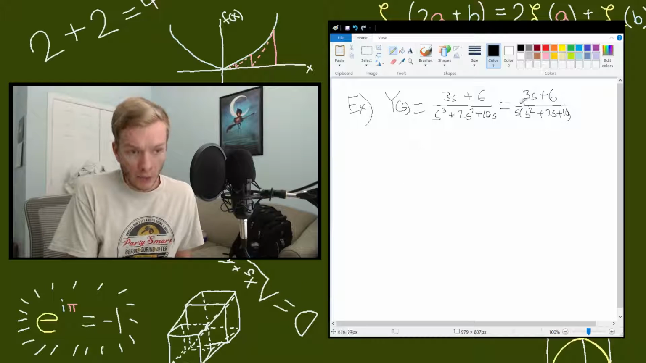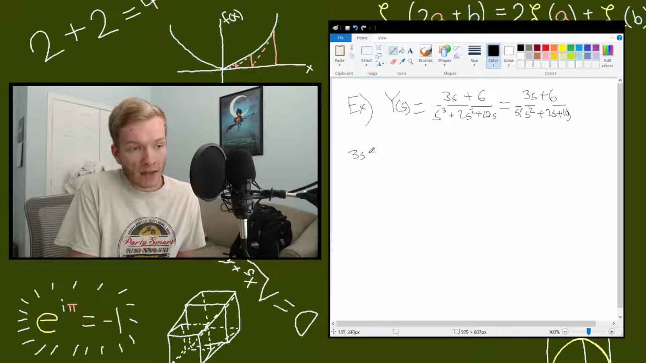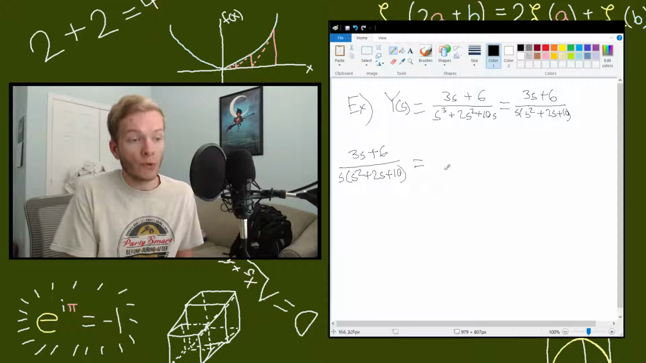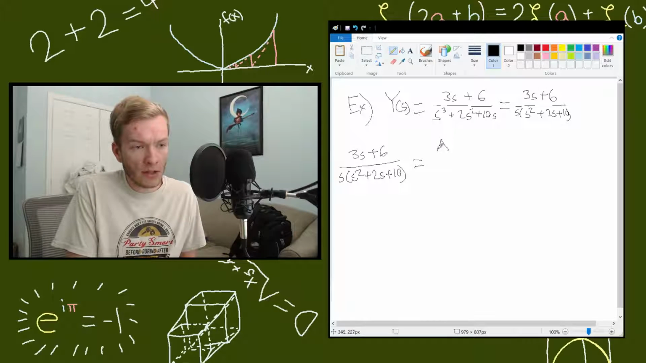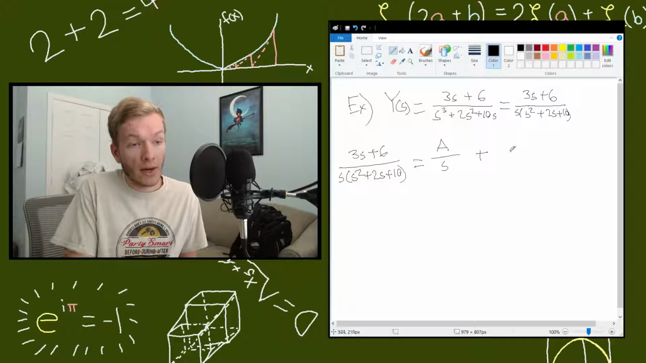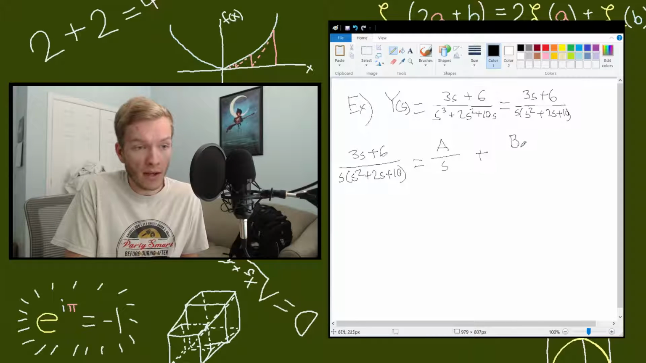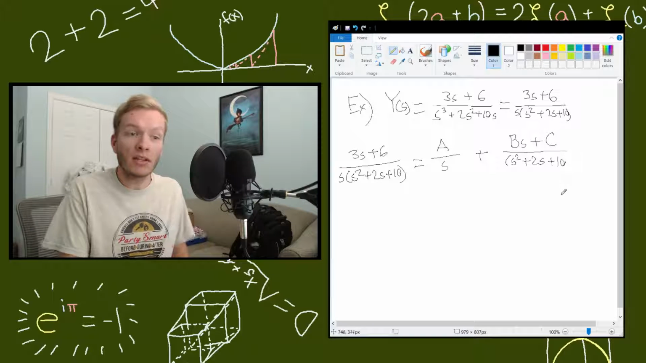So let me rewrite this guy down here. So we're going to go 3s plus 6 over s times s squared plus 2s plus 10 is equal to, so we're going to put one constant over s, plus we're going to have 2 here. So we're going to have bs plus c over our second, our complex conjugate pairing. So that's s squared plus 2s plus 10. And so this is the situation we're going to work with.